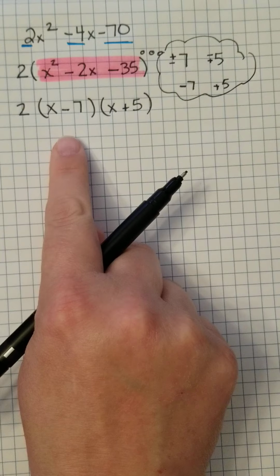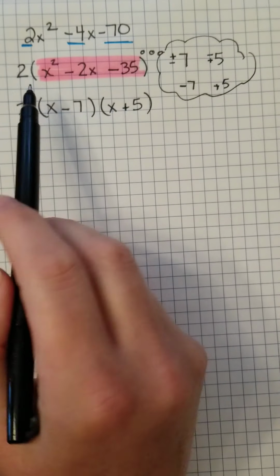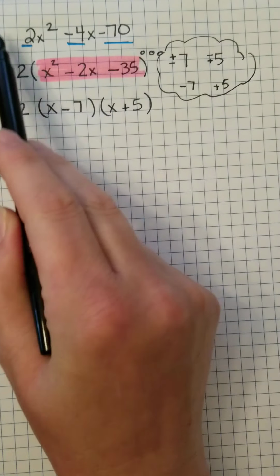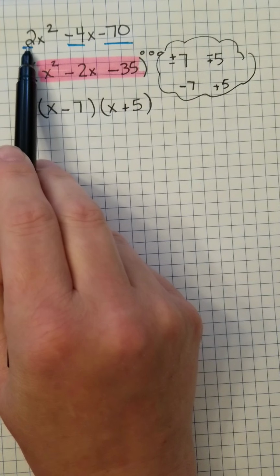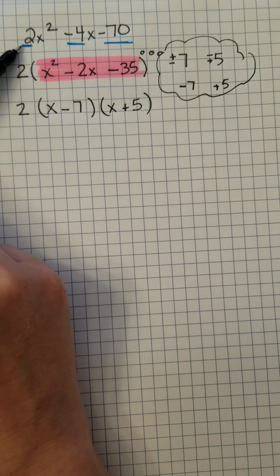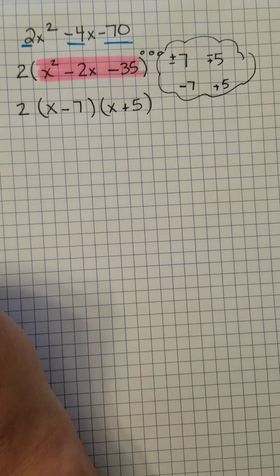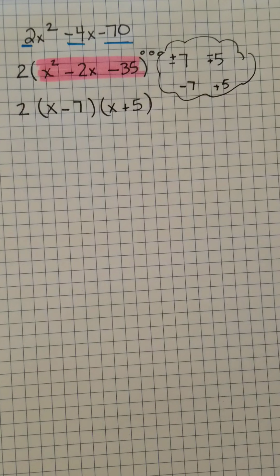So the only thing that you're doing differently this time around is that you have to factor out that first coefficient, because you need that coefficient of x squared to be 1. So let's try it with one more example.